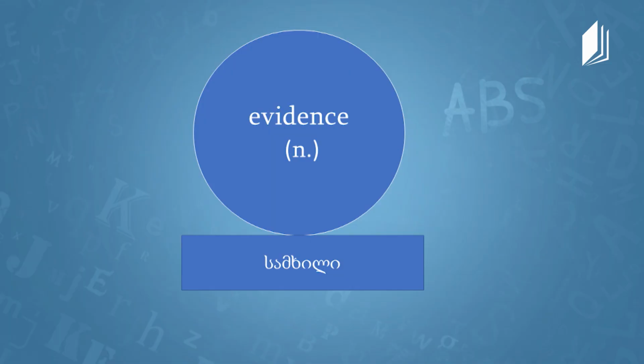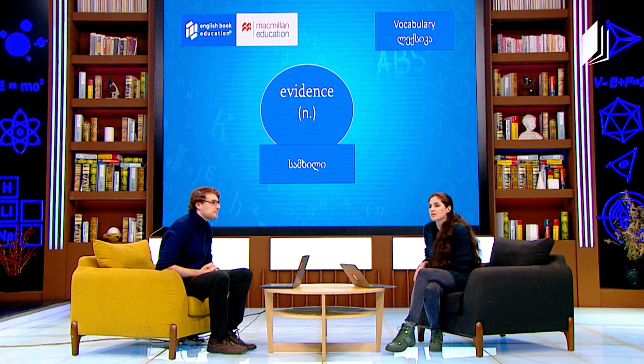Our next word is evidence. Evidence is a noun, and in English it means the items or the objects that are used to commit the crime or something that shows what has happened. Evidence in Georgian means samkhili. Evidence, samkhili.